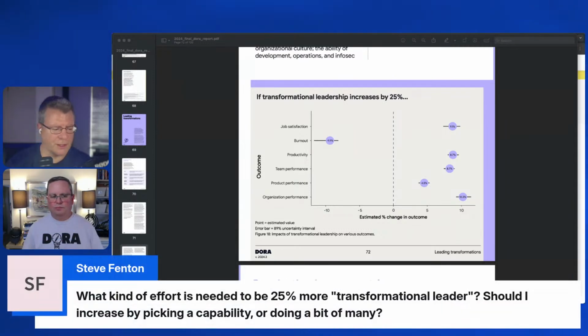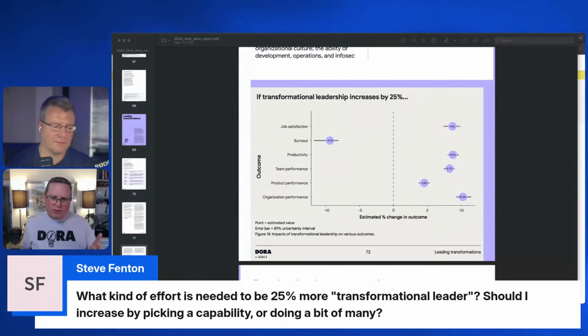It's a good question here from Steve, who asks, what kind of effort is needed to be 25% more, quote unquote, transformational leader? Should I increase by picking a capability or doing a bit of many? Yeah, it's a good question. And it really kind of depends on you as a leader.